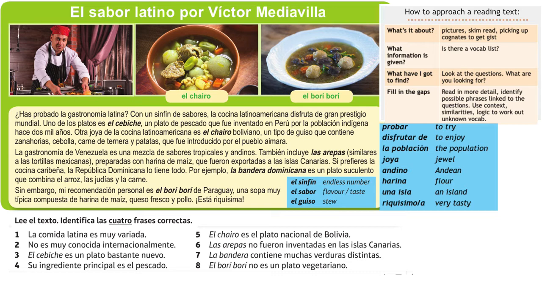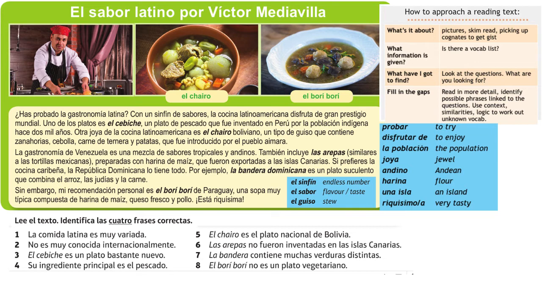¿Has probado la gastronomía latina? Con un sinfín de sabores. Now you've got sinfín in the vocab list. An endless number. Con un sinfín de sabores. With an endless number of flavors. La cocina latinoamericana disfruta de gran prestigio mundial. So it says it's got an endless number of flavors. So I would say that means it's very varied. So número uno es verdad.